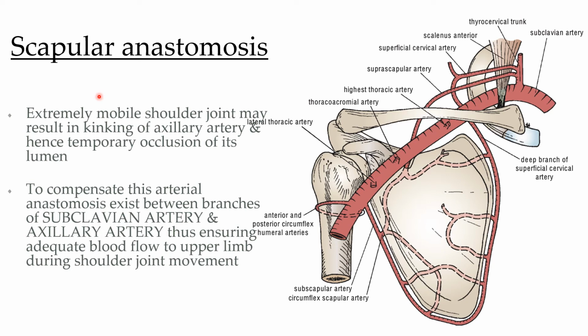Because of the close relation of the axillary artery to this joint, this artery is at risk to undergo kinking, and hence temporary occlusion of the lumen may occur, which may compromise the arterial blood supply to the upper limb. So nature has provided us with scapular anastomosis. The scapular anastomosis is an arterial anastomosis which exists between the first part of the subclavian artery and third part of the axillary artery, as you can see in this illustration.